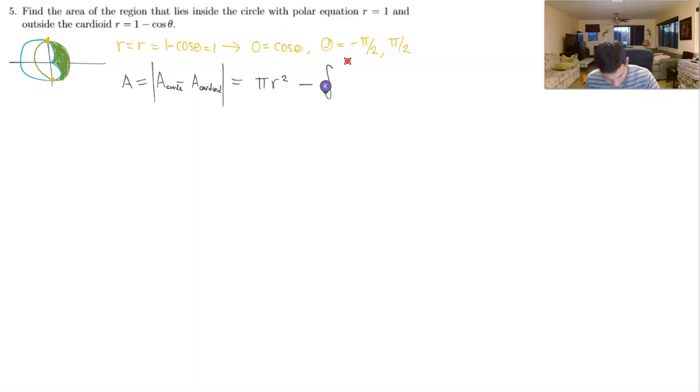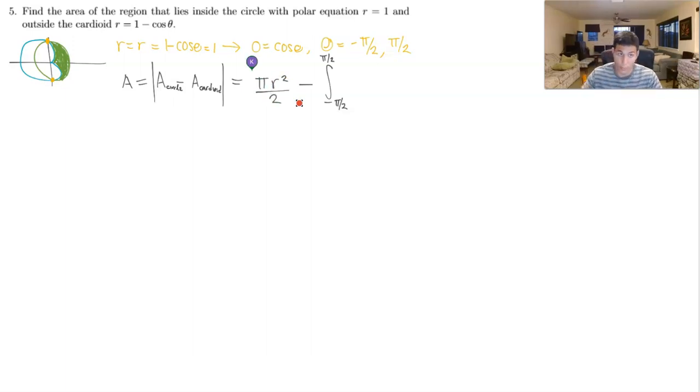which is going to be from pi over 2 to negative pi over 2. And note that it's only half, right? It's only half of the circle, really, if you get what I'm saying, because we're bounded right here. So we'll divide this by 2.